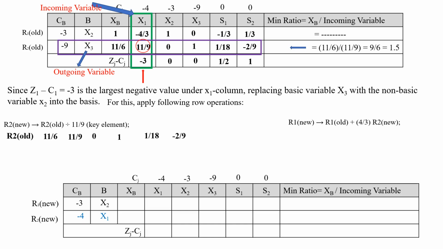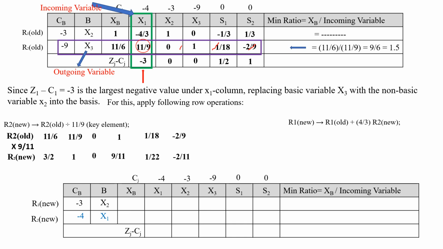So first we have to look for the first row operation, that is R2 old divided by 11 by 9. First we have to write down the R2 old elements, that is 11 by 6, 11 by 9, 0, 1, 1 by 18, minus 2 by 9. Then R2 old divided by 11 by 9, that is R2 old into 9 by 11.